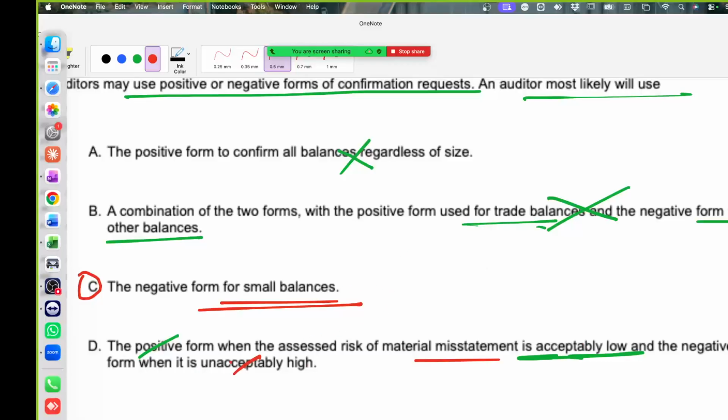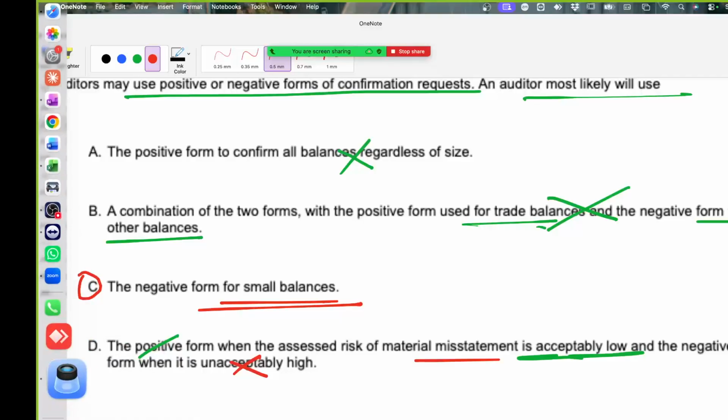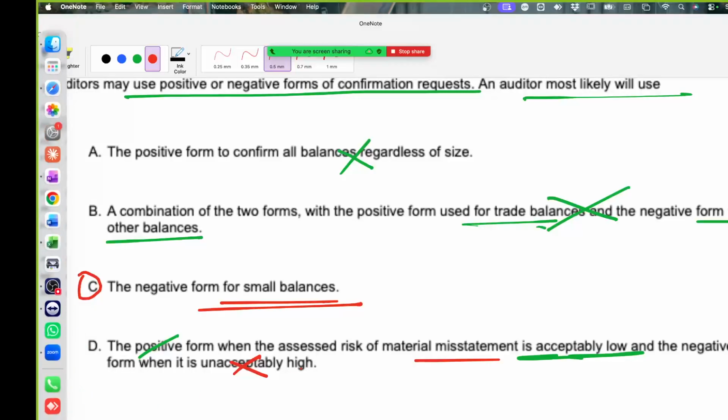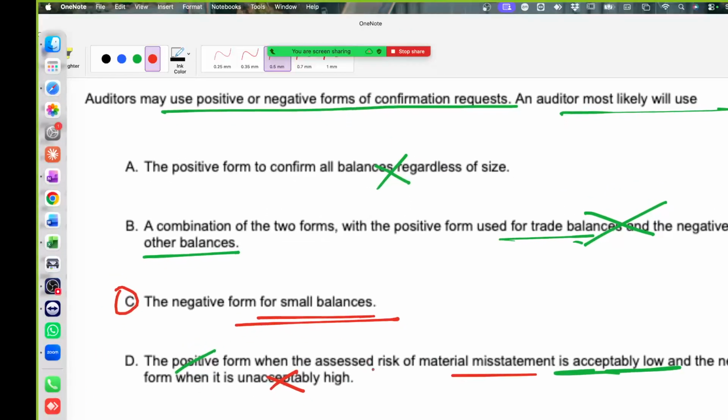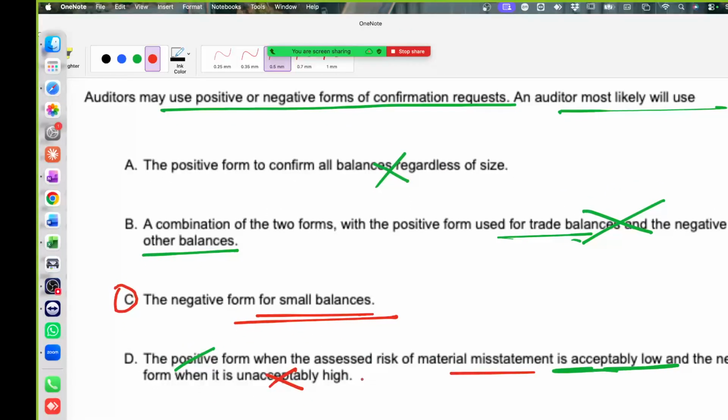Sir, for a small balance, if it is negative, then reply, otherwise, you don't reply. I am not worried if you don't reply. Yes, that kind of approach. This is exactly, D is exactly opposite. See, answering the theory is tricky, no? Just now we talked about it.